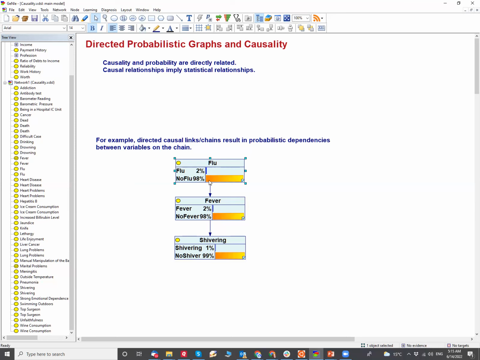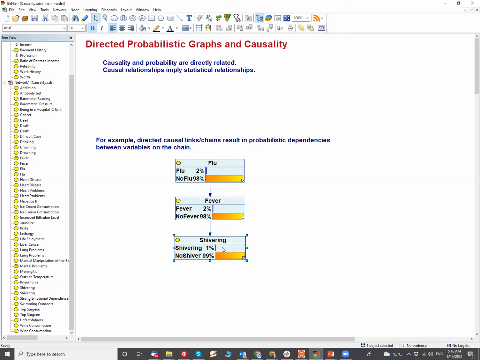So things on a chain, on a directed chain, are all dependent on one another. It's a consequence of Markov condition. Markov condition talks about conditioning on the parents. Then there's no conditioning, so they are dependent. They can be dependent. So a chain of connections leads to dependence, and it works in both directions. Fever causes shivering. If I observe shivering, then this will also lead to changes of probabilities of flu and fever.